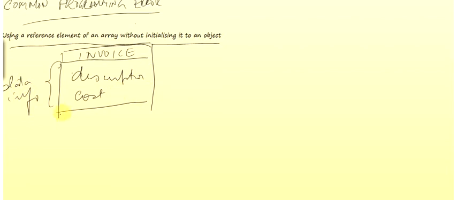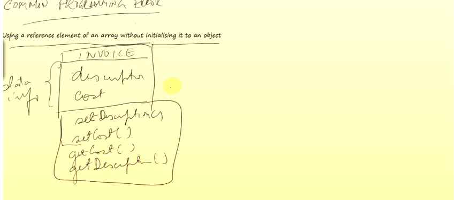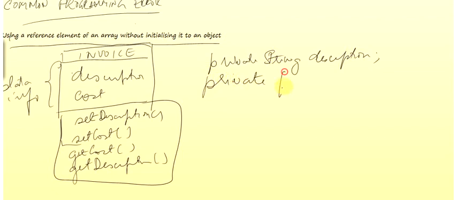and the cost, and also assume you want to be able to set the value of the description, so you may need a function set description, and you may also need a function to set the cost. Similarly, you may need to get the cost and get the description, so you need a function to get the cost and get description to return the description. So to do this, you probably would have private string description and private float cost.